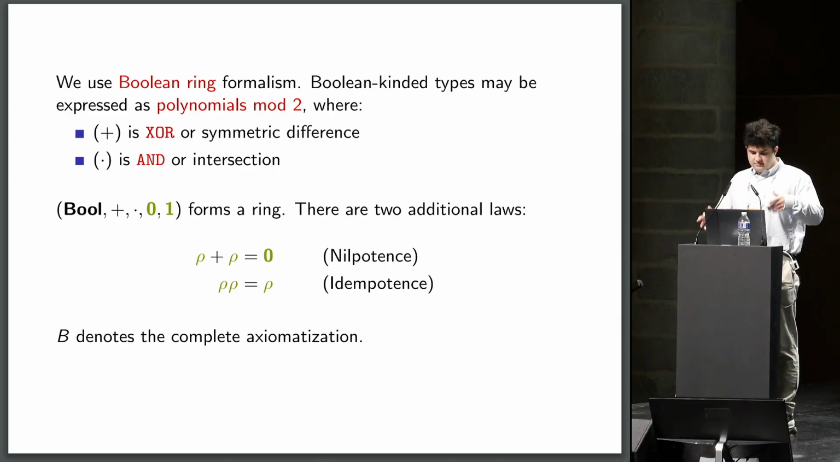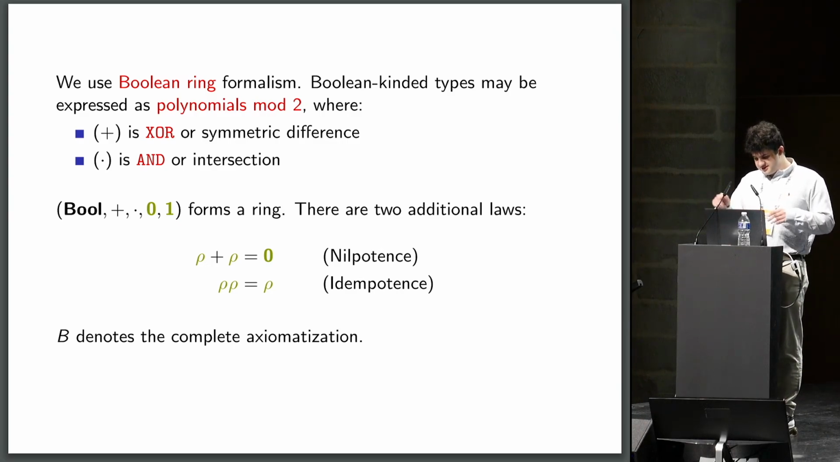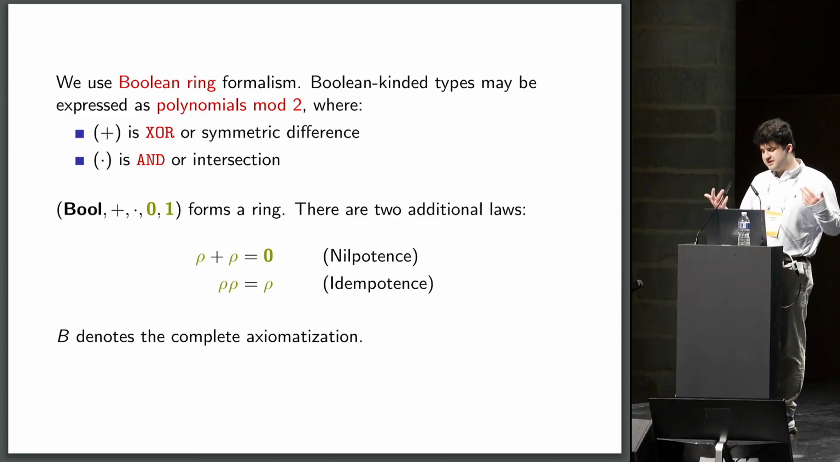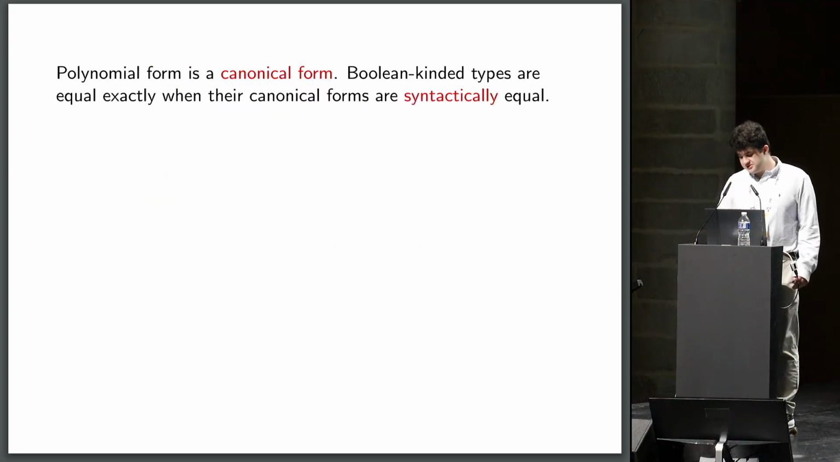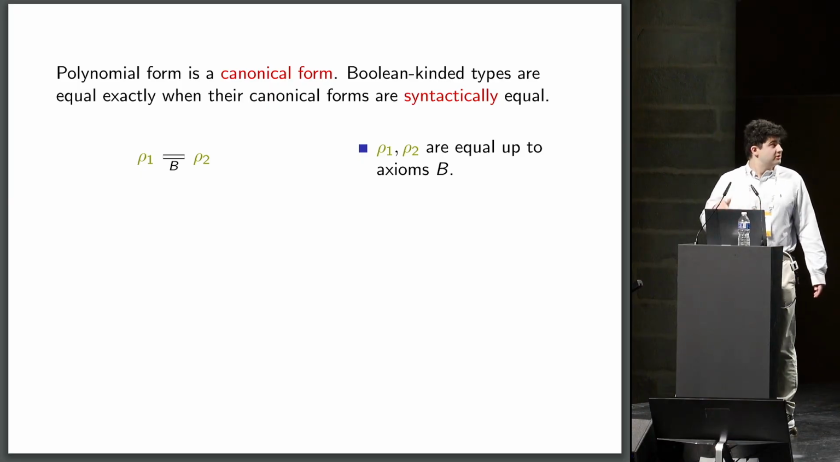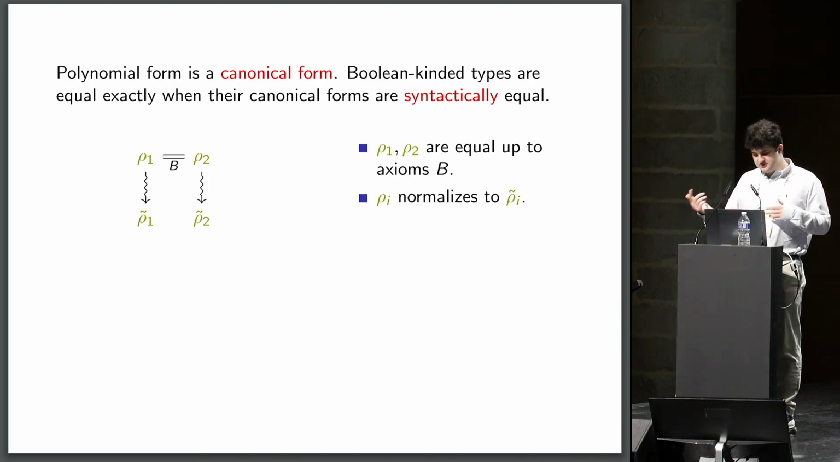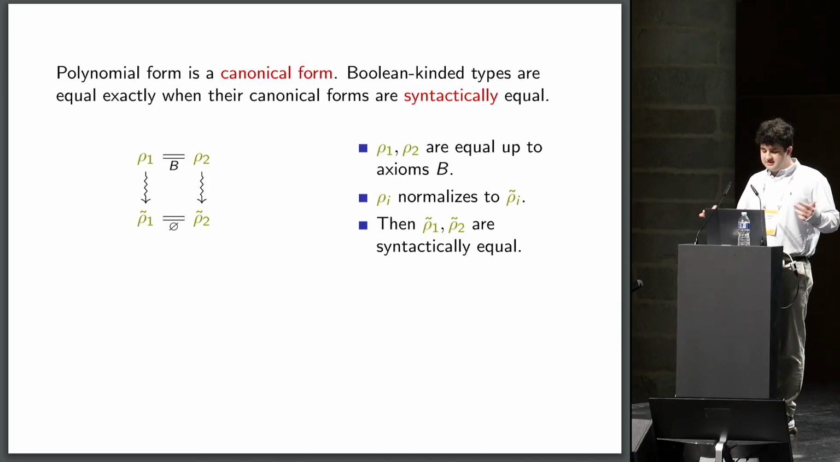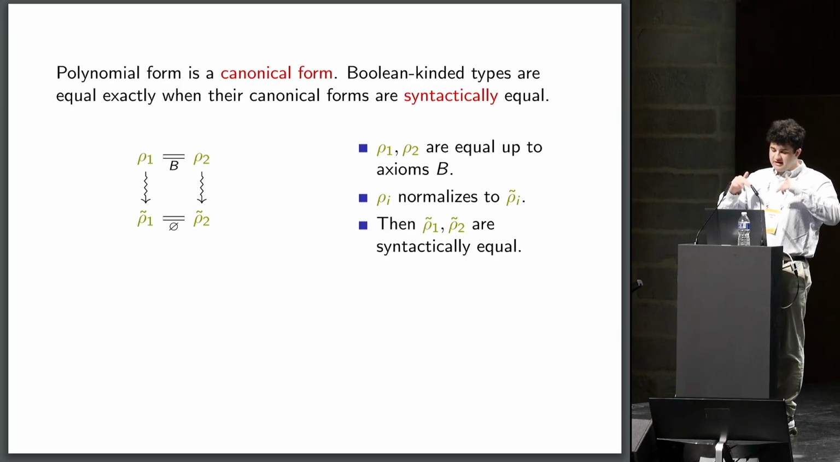The Boolean kind forms a ring over the relevant operators. The important thing is just that anything plus itself is 0 because we're working mod 2 essentially. B denotes the complete axiomatization of a Boolean ring. So polynomial form is a canonical form. What this means is that if two types, rho 1 and rho 2, are equal up to axioms, we can normalize both of them to some rho 1 tilde, rho 2 tilde, and they'll be equal syntactically. If rho 1 and rho 2 are not equal up to axioms, they won't be equal syntactically after we normalize them.